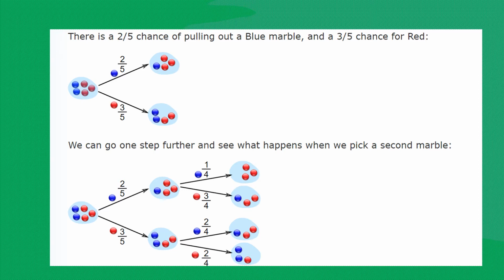Now, having picked the first one as blue, suppose we are picking a blue ball again from those remaining 4, we'll have the probability as 1/4. Or if we are picking a red ball, it will be 3/4 from this first set. Having picked a red ball initially, if we are trying to pick a blue ball the second time, it is 2 out of 4. Or if we are picking a red ball again, it is 2/4.